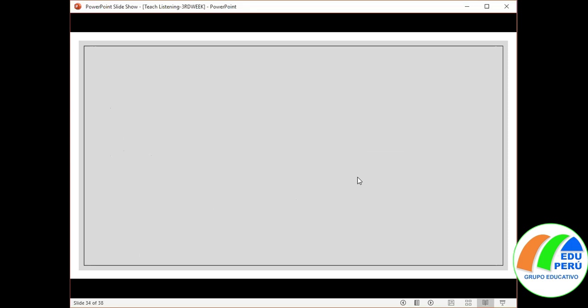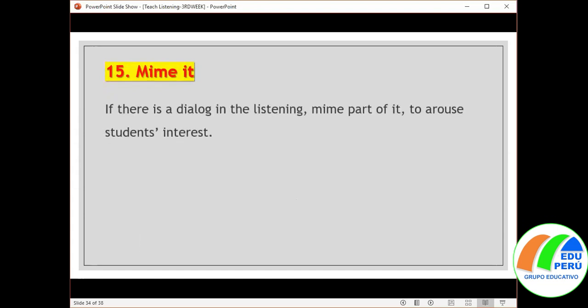Now, let's pass to the other one, number 15, mime it. If there is a dialogue in the listening, mime part of it to arouse the students' interest. So you can mime, or you can make your students mime a small part of it.